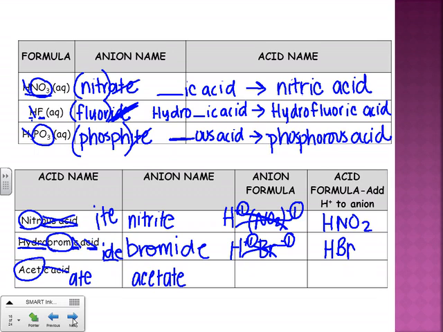Acetate, if you look at your polyatomic ion chart, its formula is C2H3O2, and it has a -1 charge. What I need to do is combine this with an H plus 1 and take the numbers, not the positive and negative, and make them subscripts for the opposite element. So this becomes H, there's just one of those, C2H3O2. And there is your final formula for acetic acid.